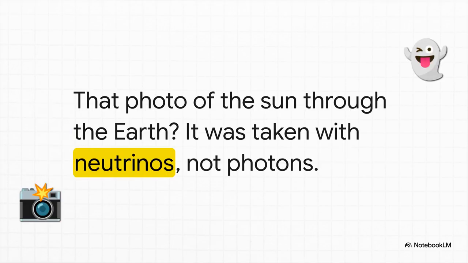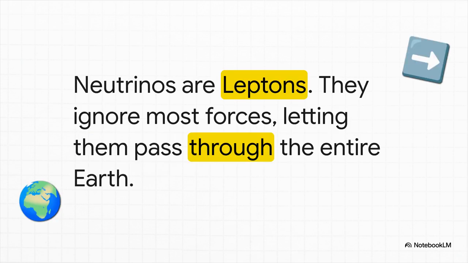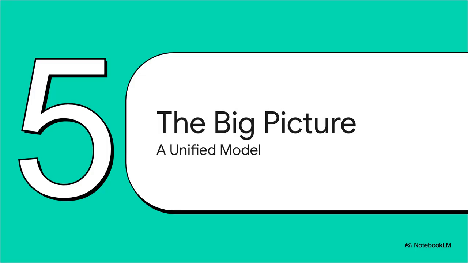And that brings us all the way back to that impossible photograph from the beginning. Remember it? The picture of the sun taken through the Earth? It wasn't taken with light, it was taken with neutrinos. And it all makes sense now, right? Because neutrinos, as leptons, completely ignore that strong force. And because they have no charge, they don't care about electromagnetism either. So they can just fly straight through solid matter like it's empty space. In fact, trillions of them are passing through you right this second, and you don't feel a thing. They can pass through the entire planet, which is exactly how you can take a picture of the sun at night.